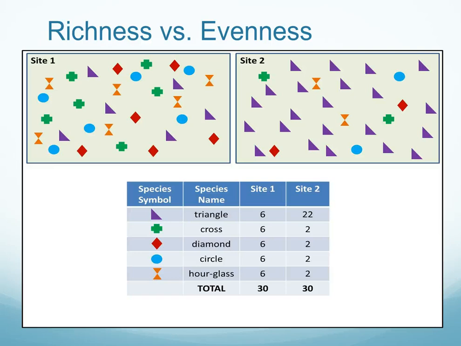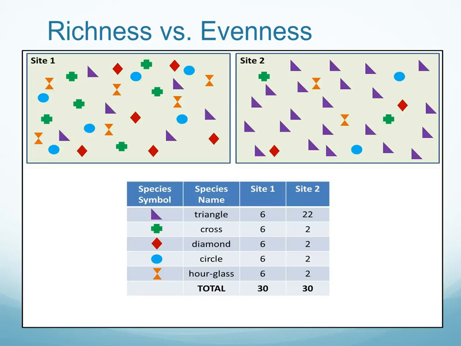Here we see 2 sites that are very schematized representations of a plant community. Each site includes 30 individuals and there's 5 species. They both have the same richness because the number of species is 5. But we can see very quickly just by looking at these that Site 1 appears to be far more diverse than Site 2. And that's because Site 2 is dominated by the purple triangle. There's far more abundant purple triangles than there are the other types of symbols on the site. And so that's the difference, that's the influence of evenness.